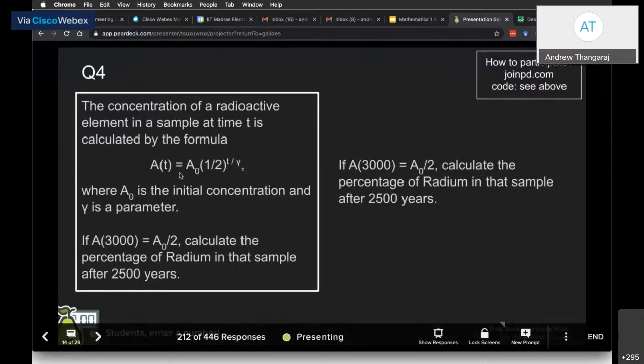So now let me read this function. I think maybe some of you were confused by what this function was. Notice what this function is. A of t equals A naught times half, that's 0.5, raised to the power of t by gamma.